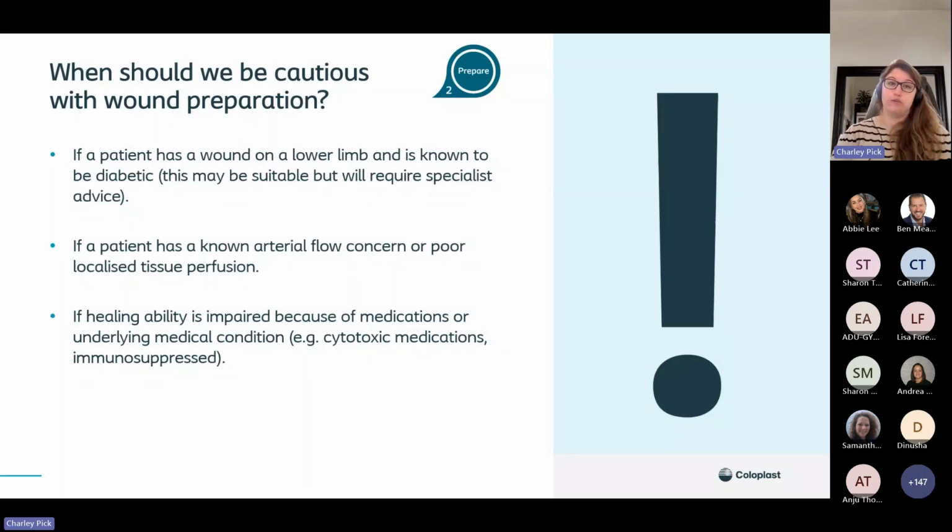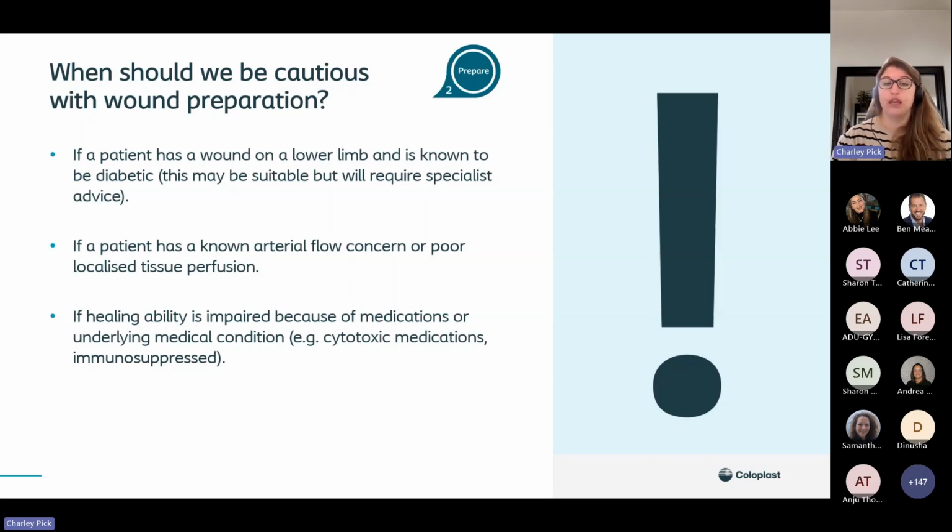Of course, there are going to be times that we need to be cautious with wound preparation. So if your patient's got a wound on their lower limb and is known to be diabetic, this may be suitable for wound preparation, but will require specialist advice. So this is where you need to get the advice of either the podiatrist or your tissue viability nurse specialists in your area.